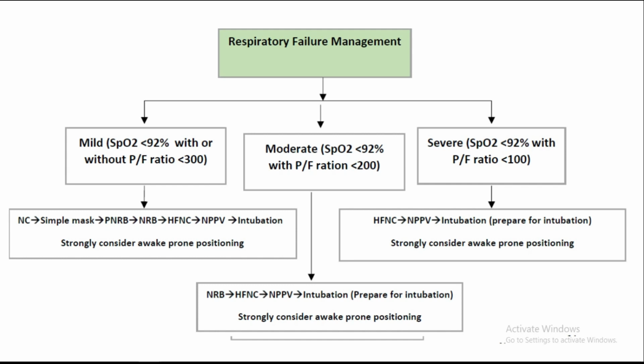If patient is in severe condition, that is PF ratio is less than 100, then high flow nasal cannula. If not improved, then non-invasive positive pressure ventilation. Not improved, intubation directly.